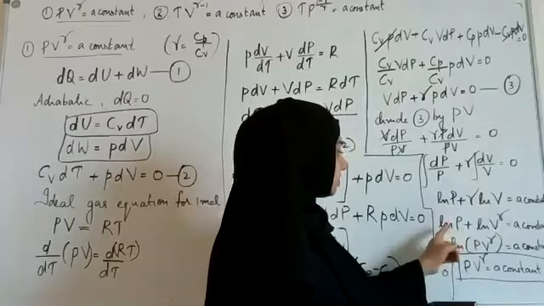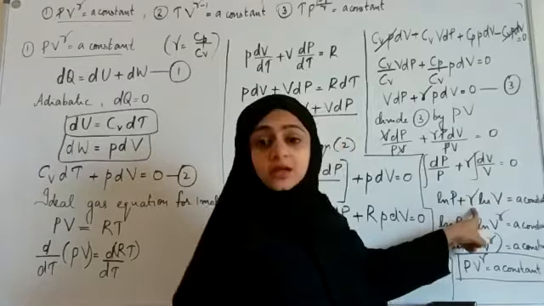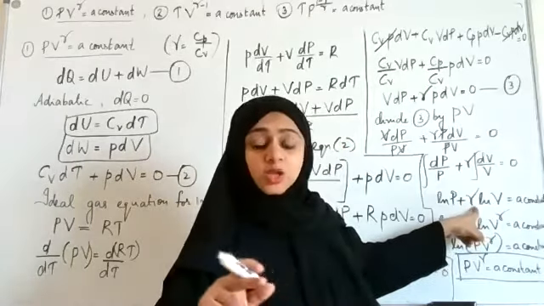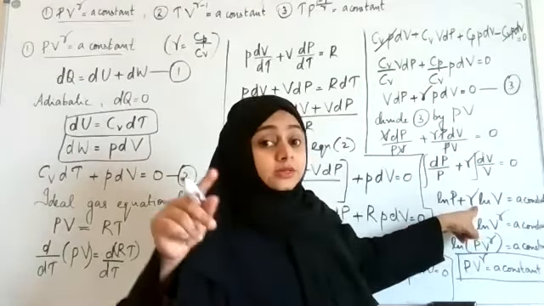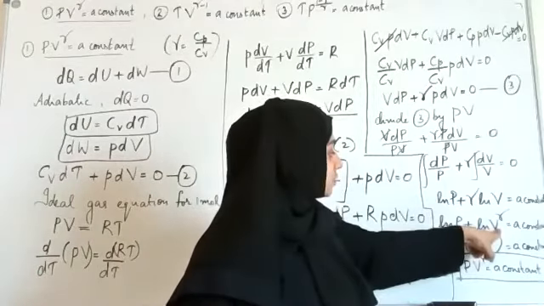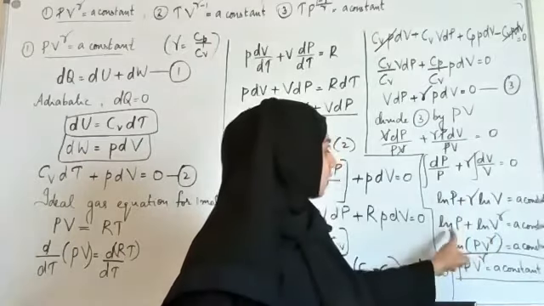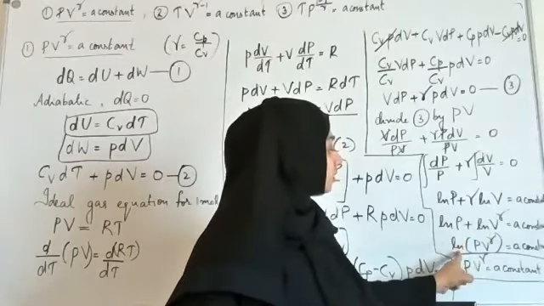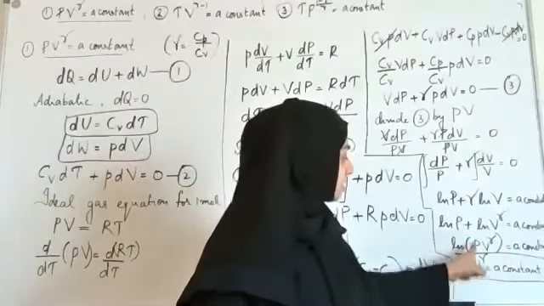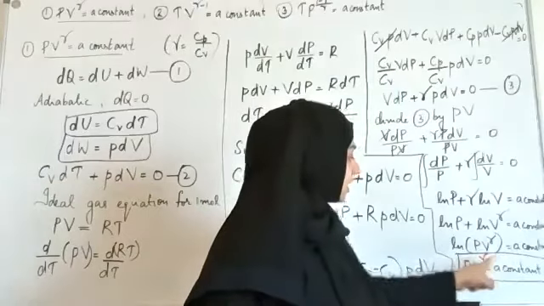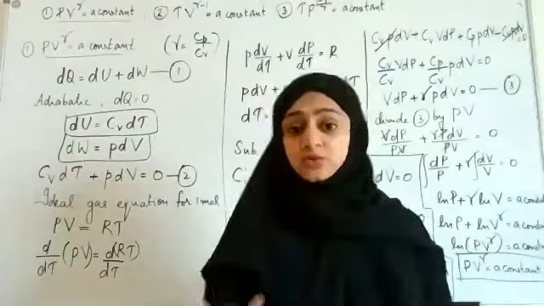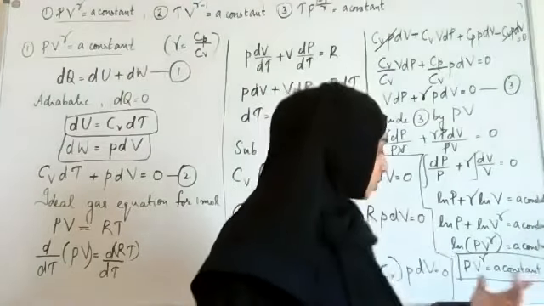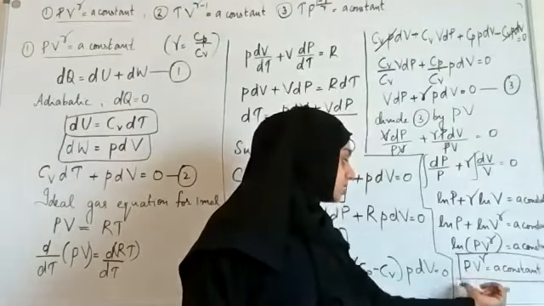So when I substitute there, I use the idea that A log B is equal to log of B raised to A, and then log A plus log B is equal to log of A times B. So I use that idea and I got it here. If the logarithm of a quantity is constant, that quantity should be a constant. So PV raised to gamma is a constant.